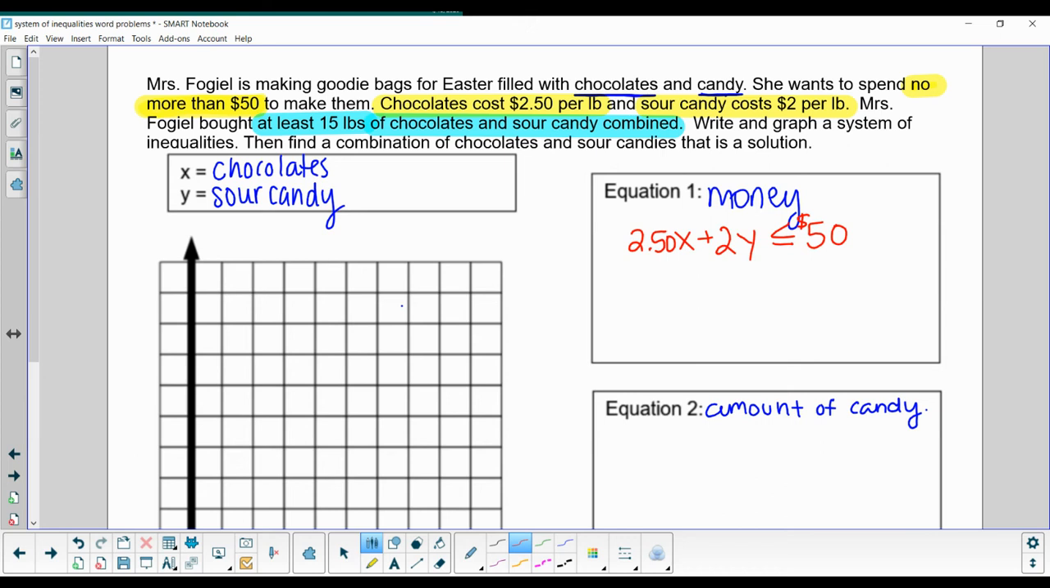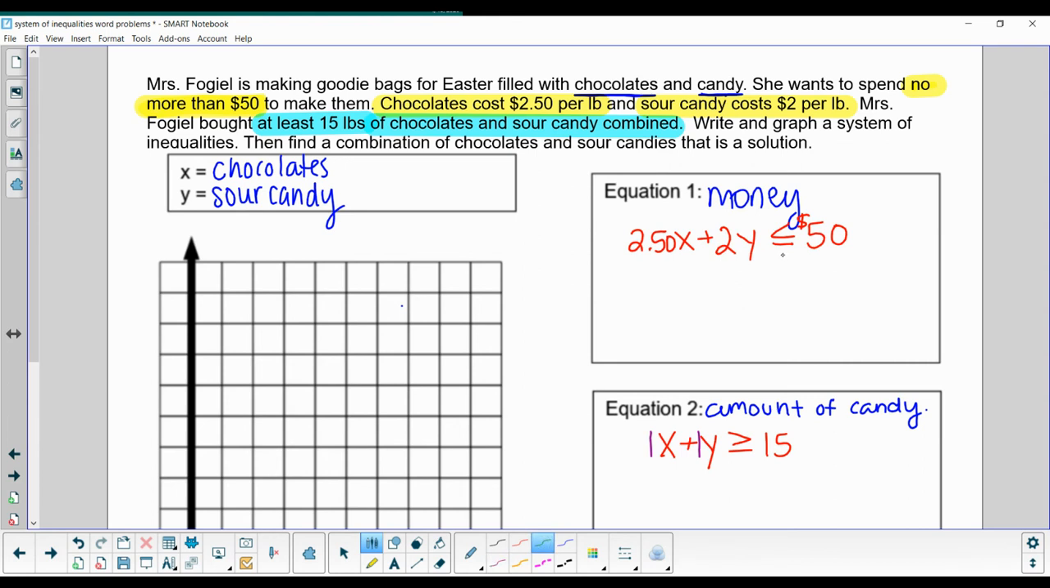So I can even just say X plus Y, and then my inequality sign of at least, so that's greater than or equal to 15 pounds. Because I don't know how many pounds, and that's what we're trying to find. So pounds of chocolate, pounds of sour candy. So there's no numbers there, or if you guys know, when there's no numbers, you can also have invisible ones. The next step is to solve them, which you guys have been getting really good at.